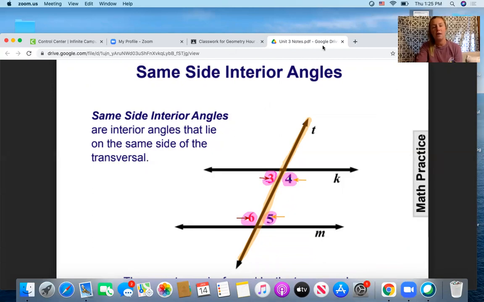Questions on that? These are also called consecutive. So I want to say the old school way is calling them consecutive. Depending on what textbook you're looking at or how old the test that you're taking is, they'll call it consecutive. The newer way of naming them is same side interior.